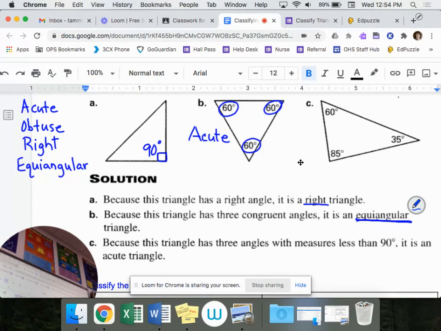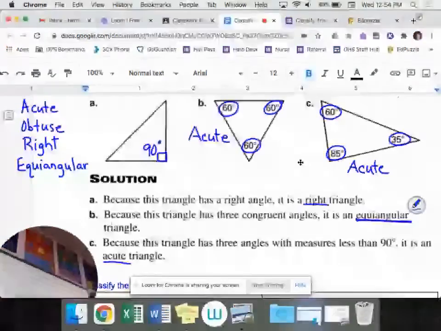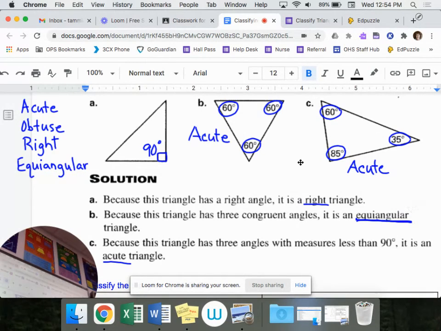And then looking at example C, we've got a 60-degree angle, an 85-degree angle, and a 35-degree angle. All 3 of those measurements are less than 90, so that means that this is an acute triangle. Okay, that answer is right here. So you're looking at the measurements of the angles and looking at the definitions of the 4 ways to classify by angles and choosing the correct one.